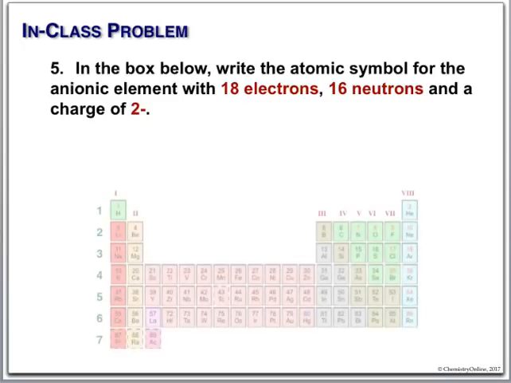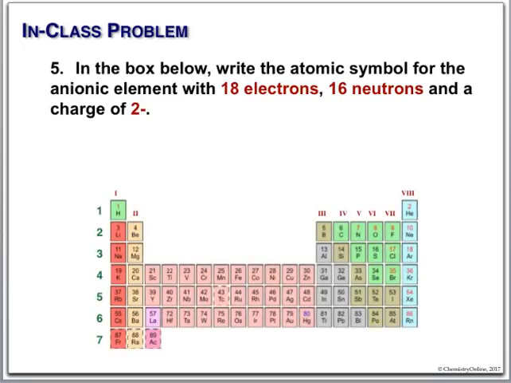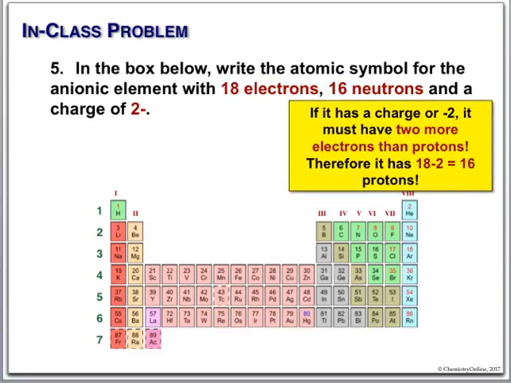So, here's our periodic table. We have 18 electrons and a charge of -2. That means we have 2 extra electrons, right? So, we have 2 more electrons than protons. How many protons? Simply 16. We're dealing with sulfur.